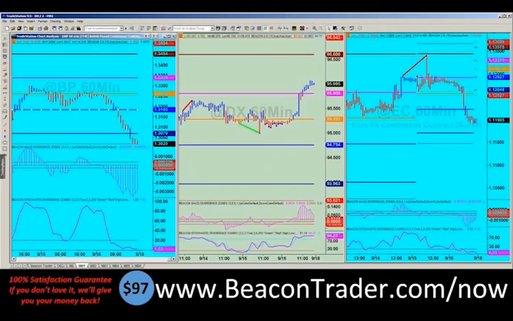A lot of questions about settings. What is my indicator available on? They see the indicators on there. It's available in NinjaTrader and TradeStation.